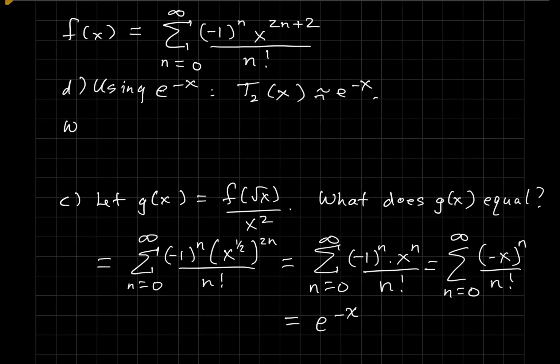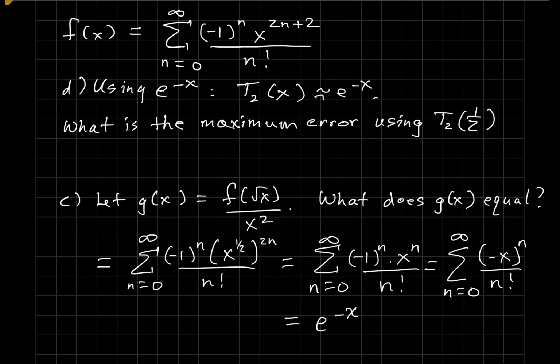What is the biggest possible error if we were to use T sub 2 at x equals 1/2 to approximate e to the negative 1/2?